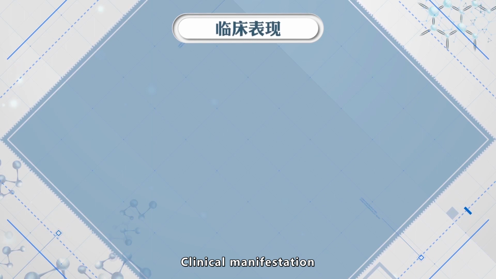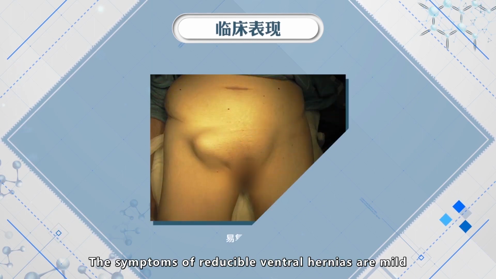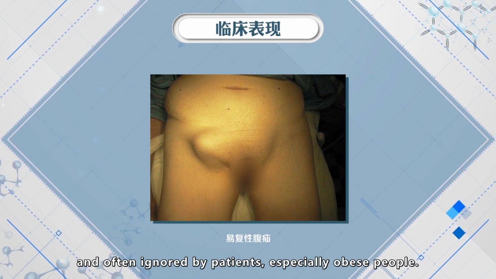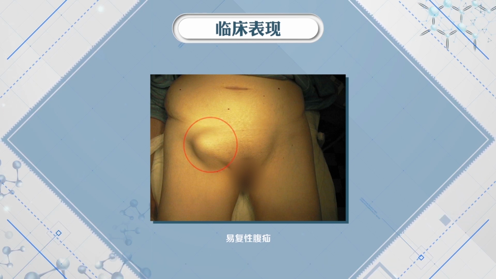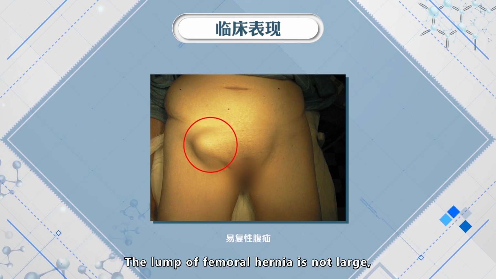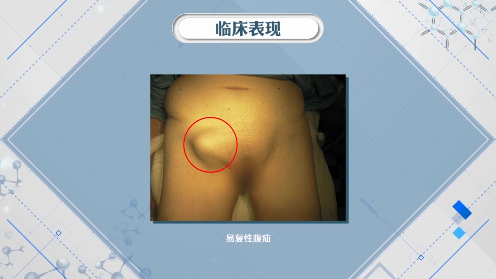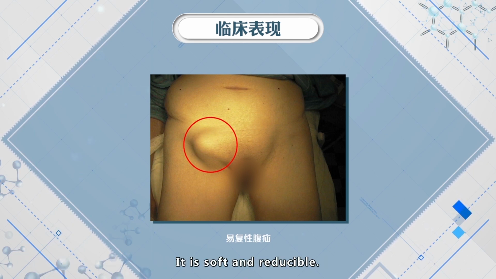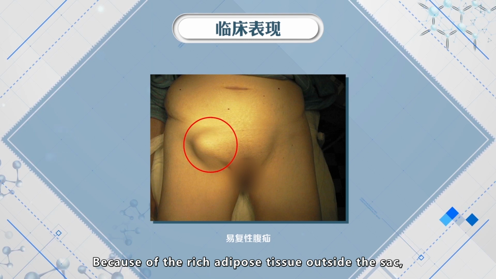Clinical manifestation: the symptoms of reducible femoral hernia are mild and often ignored by patients, especially obese people. The lump of a femoral hernia is not large, generally the size of a walnut or egg, and its main manifestation is a hemispherical protrusion at the fossa ovalis. It is soft and reducible because of the rich adipose tissue outside the sac.